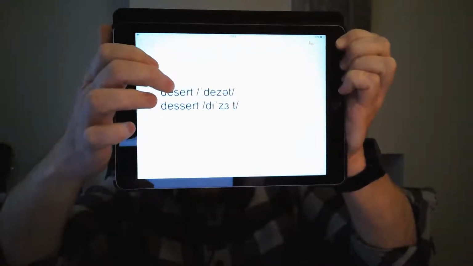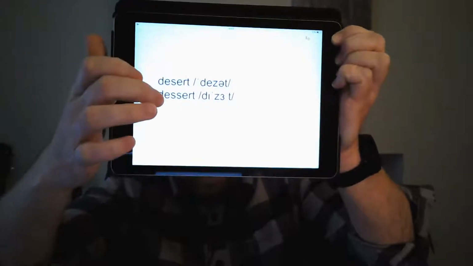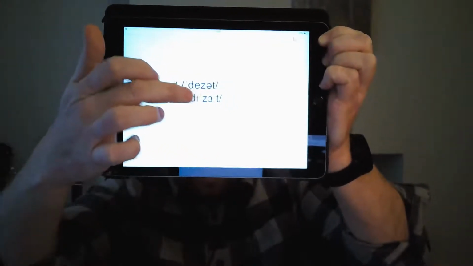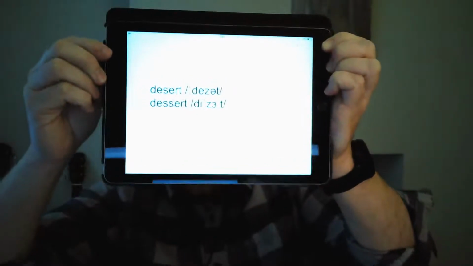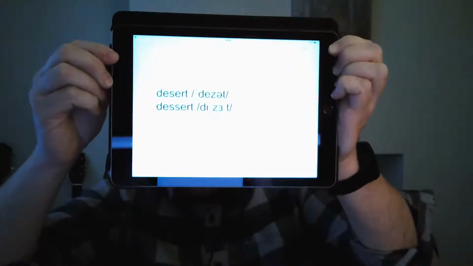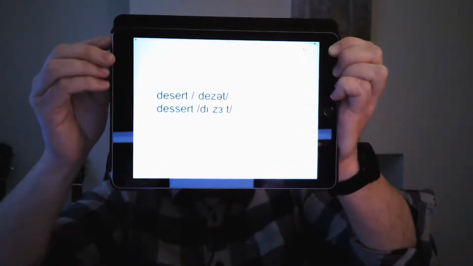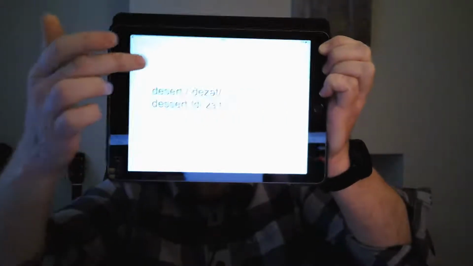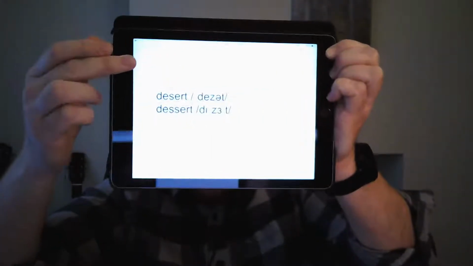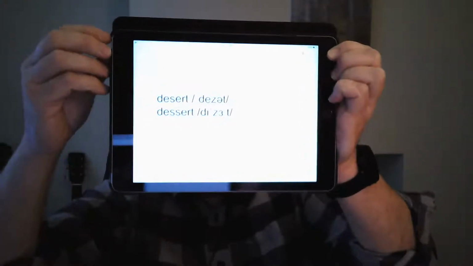So desert, the stress is at the start of the word. And dessert, the stress is here, dessert. So these words are quite similar. Apart from that, the vowel sound is different as well. Not a huge difference in the vowel sound, but the main difference here is the stress, where it is. Desert, dessert. Yeah, so you can notice the difference in that. But everyone got it right that I was saying dessert, not desert. Okay. Good. Let's look at another pair of words.